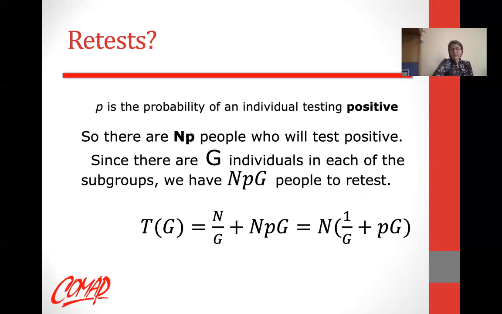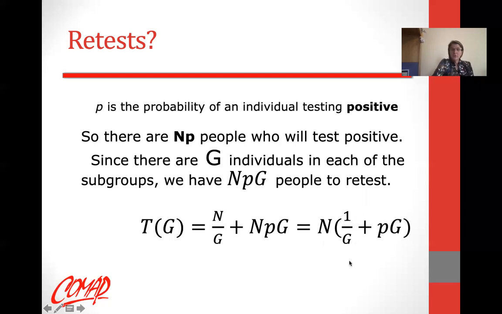And what's really cool about this too is that if you factor this N out and just look at this function, this N will just be like a vertical stretch, right? So if you wanted to simplify the function even more, you could say, well, let me just look at what's going on with this one: 1 over G plus PG.